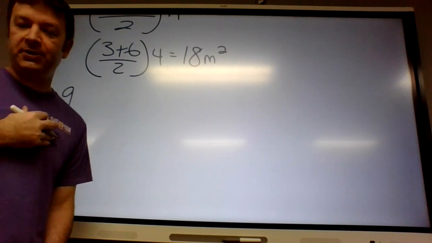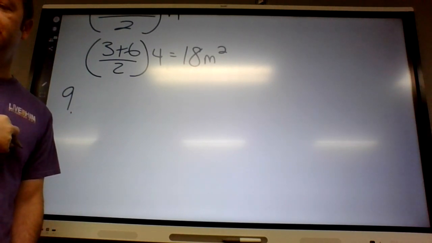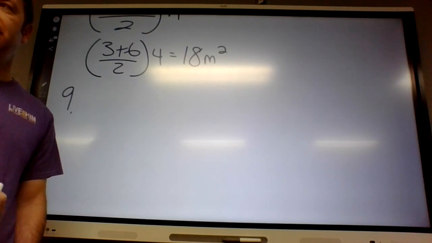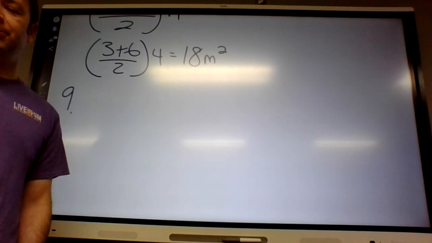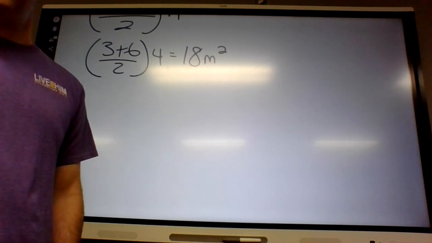You guys got that one in your head yet? Number 8 is a kite. How do we find the area of a kite? Diagonals. Diagonal times diagonal divided by 2. Okay, but I'm not going to do that one.